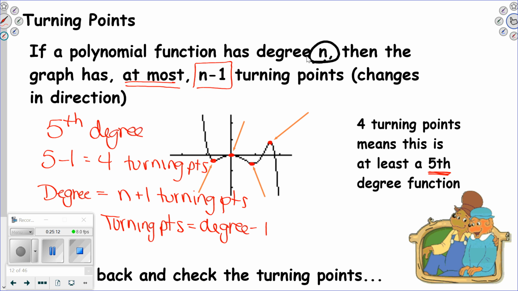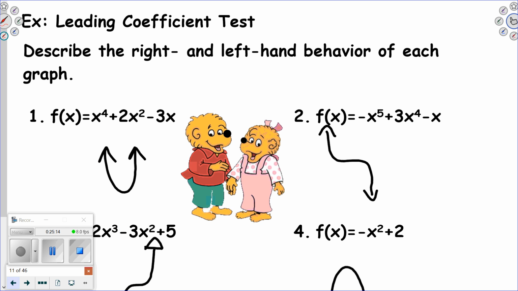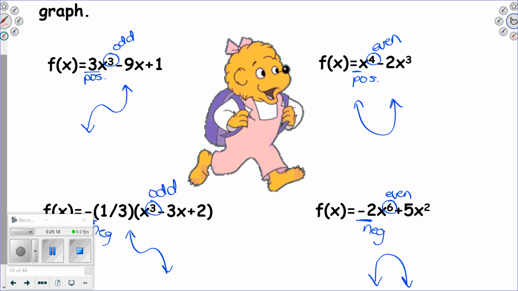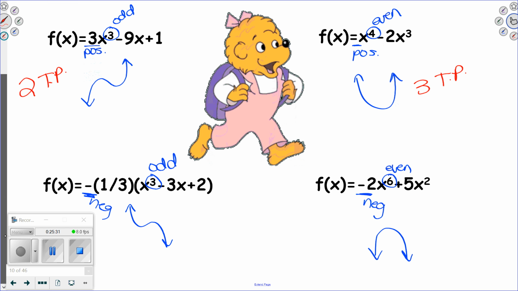So if we look back here real quick, how many turning points would this one have? At most 2. So that'd be 2 turning points. This one would have at most 3 turning points. This one? That one? 5.